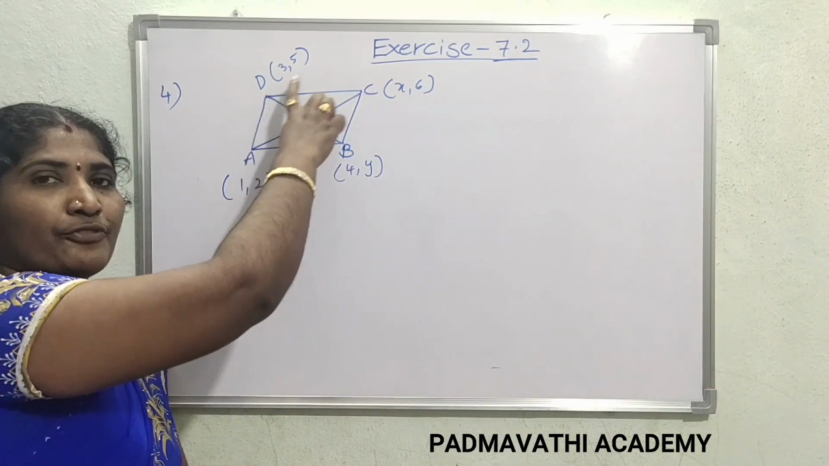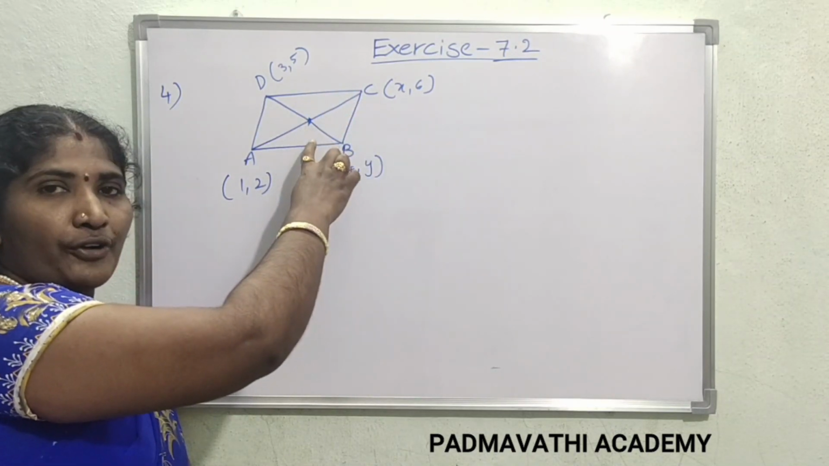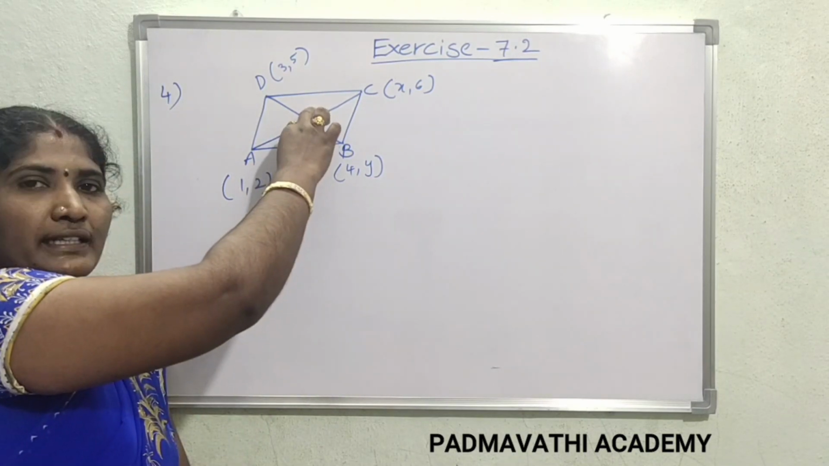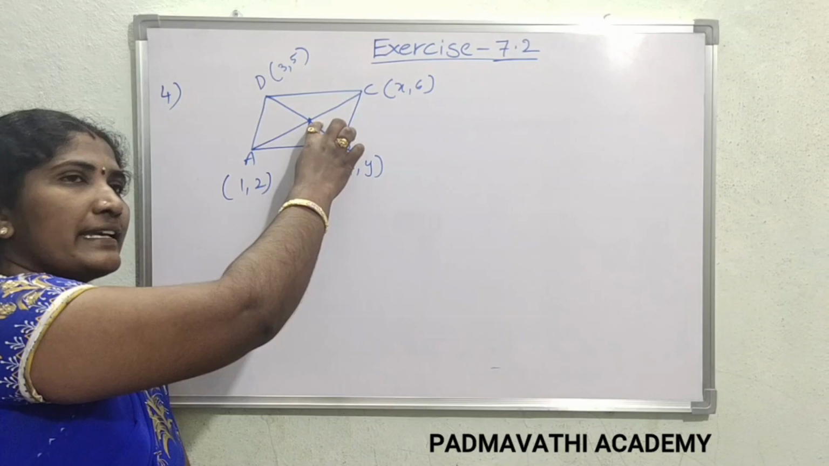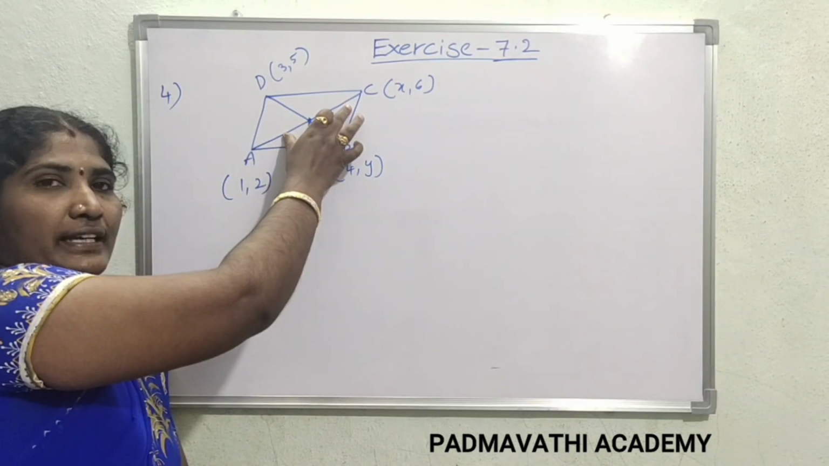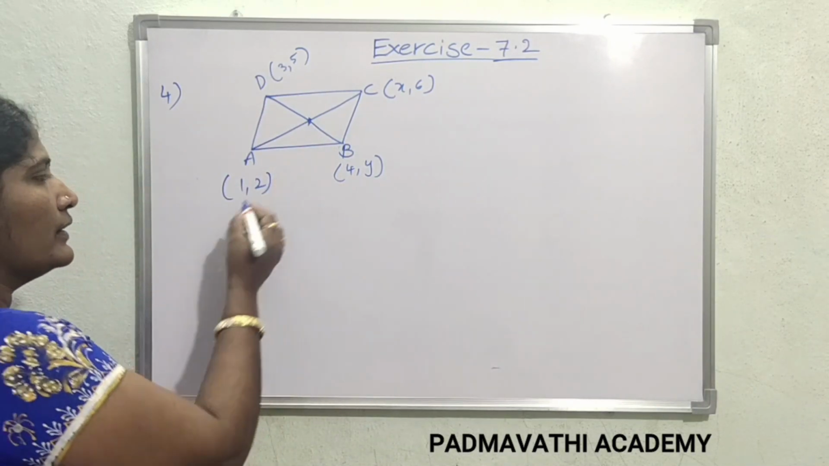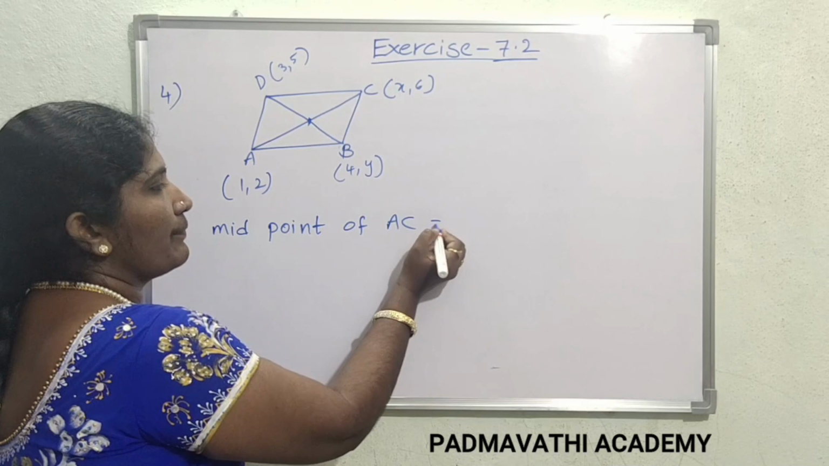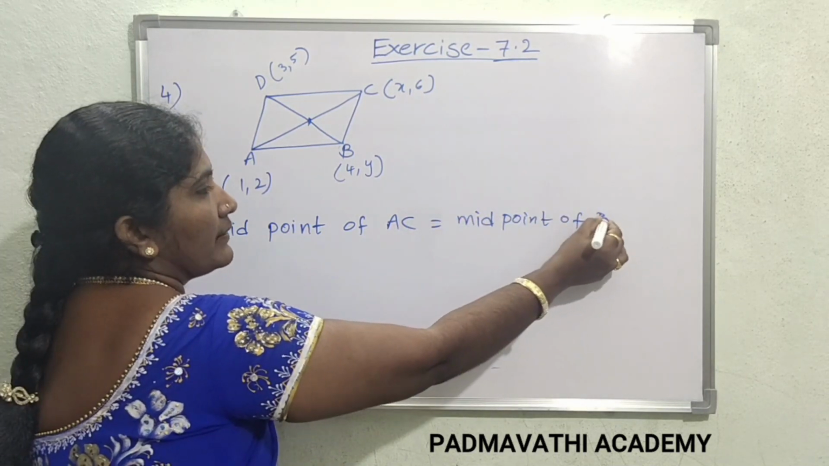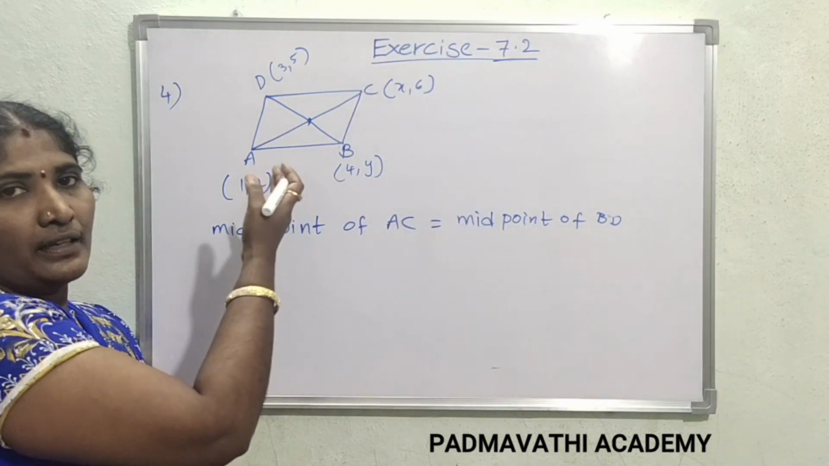Suppose 2 marks are given, 4 points they give. Check out whether the 4 points form a parallelogram or not. Then we can use only the diagonals property, that is both diagonals bisect each other in a parallelogram. Means midpoint of AC is equal to midpoint of BD. Now we can apply that property. Midpoint of AC is equal to midpoint of BD. Since they already gave that ABCD forms a parallelogram.